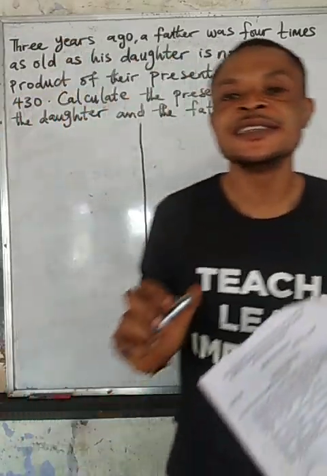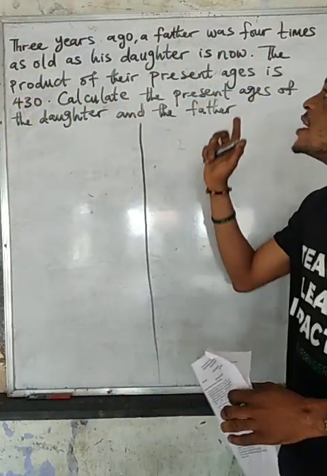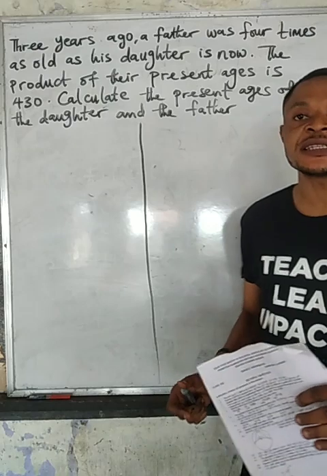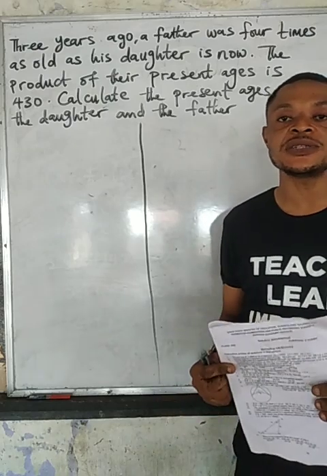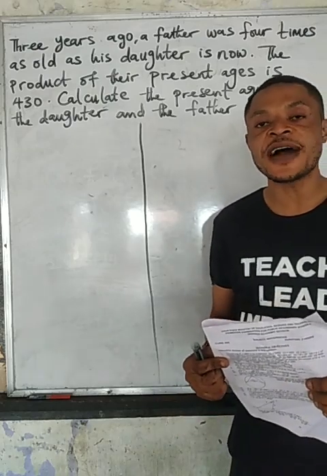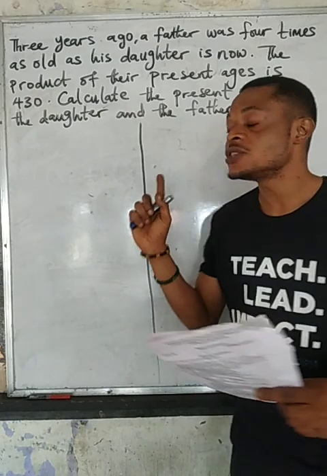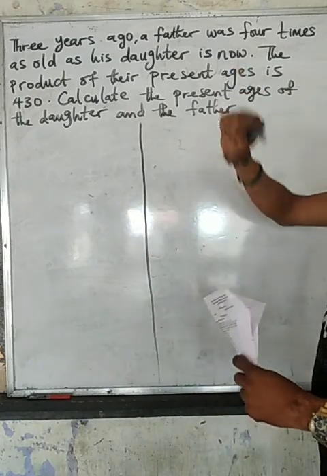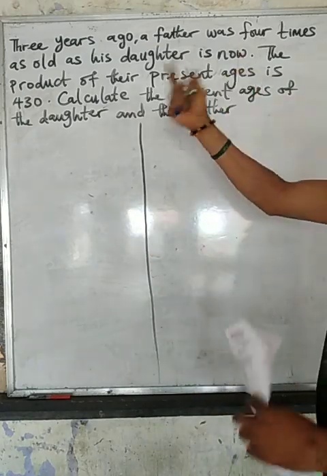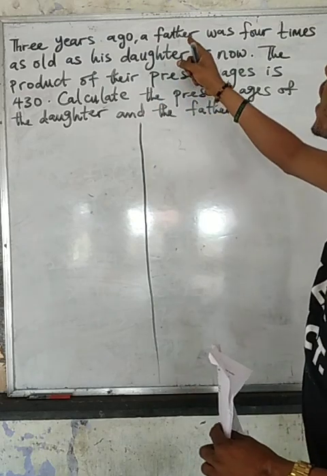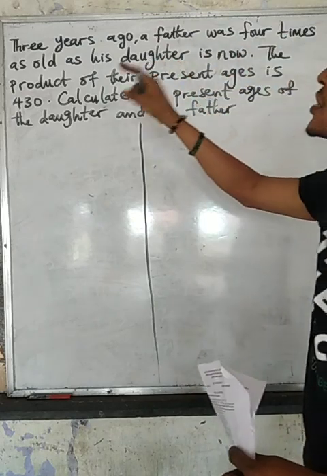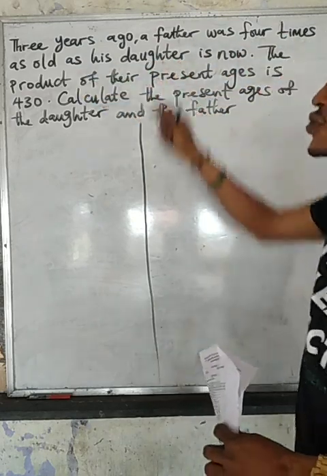Hi viewers, today we want to solve this. This is a question from the Ogun State Unified Exam for the year 2024/2025 academic session, the third term question. So we have the question that reads, 3 years ago, a father was 4 times as old as his daughter.